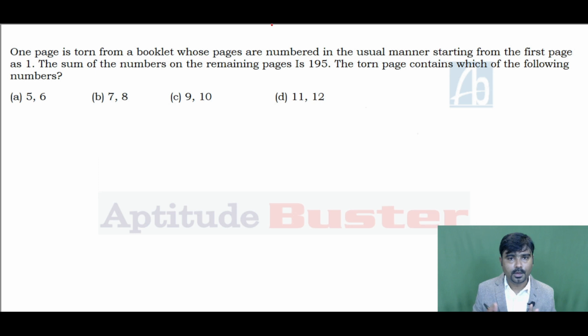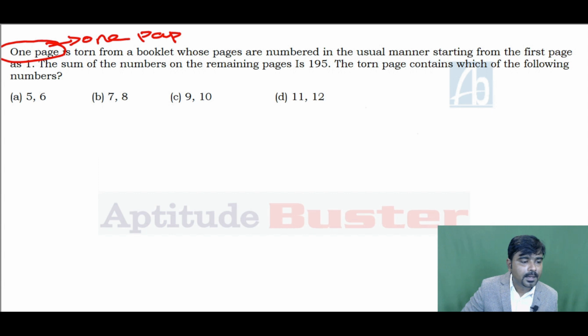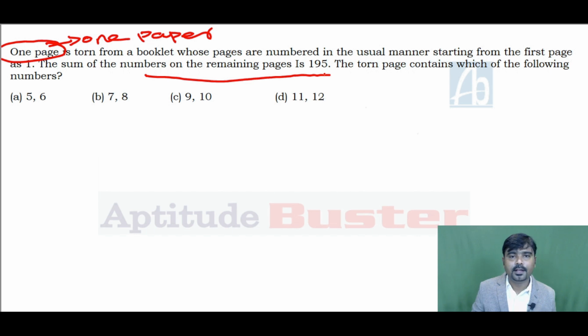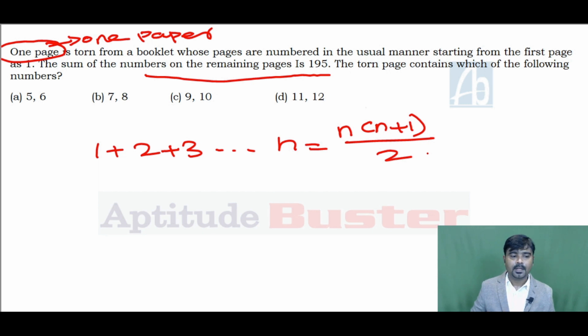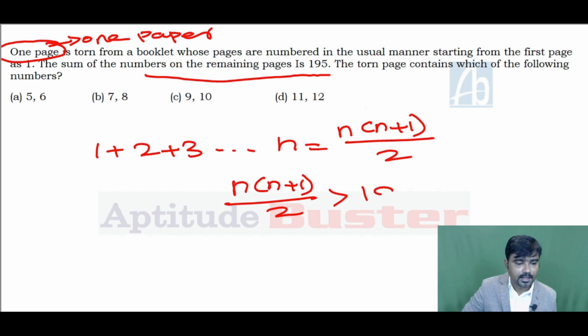It is given one booklet, right? One of the pages is removed. It is not one of the pages; here one paper is removed. The sum of the remaining pages is 195. We know the formula: 1 plus 2 plus 3 up to n, the sum of this is n into n plus 1 by 2. The actual sum should be greater than this 195. Am I right? We need to find out first the number of pages of the booklet.